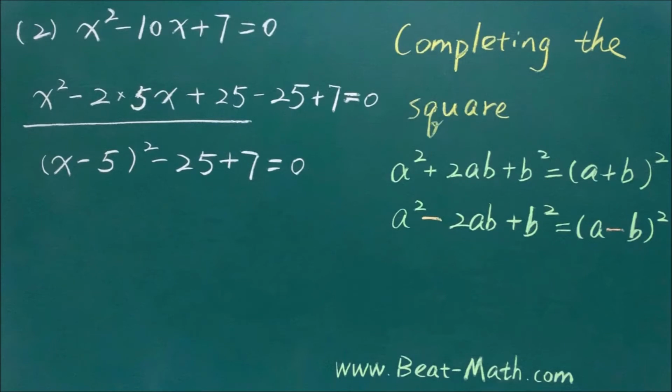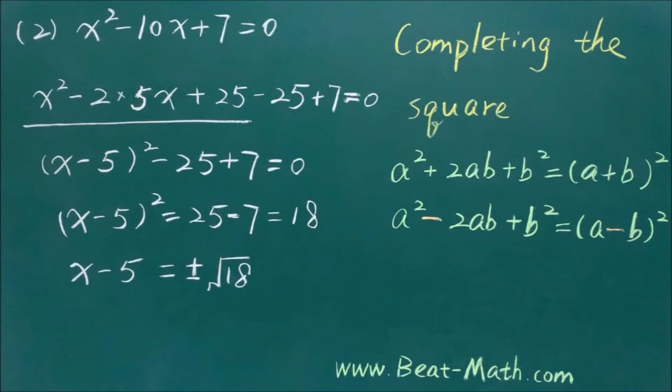The next step is to move all the numbers to the right side by changing their signs to get (x minus 5) squared equals 25 minus 7 equals 18. Take the square root on both sides and get the two linear equations. x minus 5 equals the square root of 18, or x minus 5 equals the negative square root of 18.